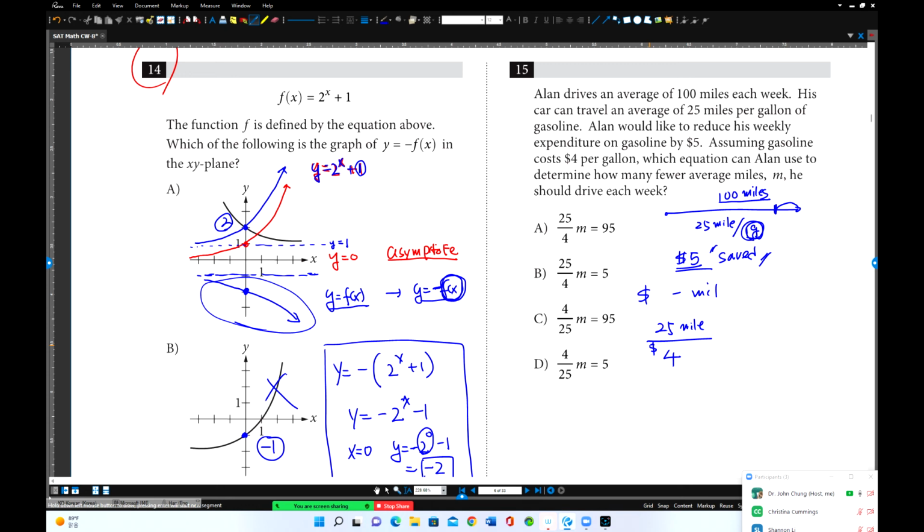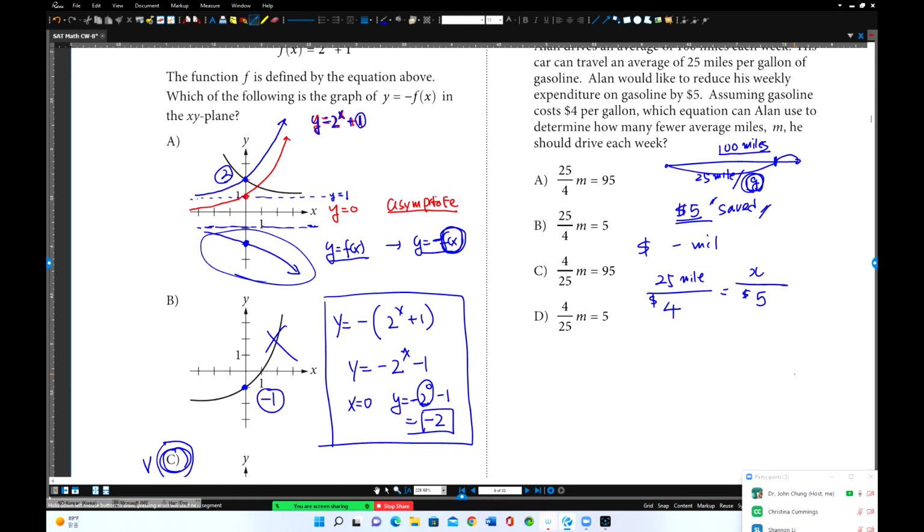You're going to drive 75 miles less. It's going to be 25 miles less. It's going to be 100 minus 25. It will be 75 miles a week. Then he can save $4. But he can save a little more, $5. We need to drive more over here, okay? So that is X miles.